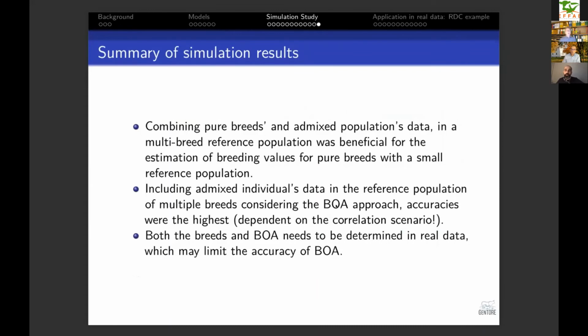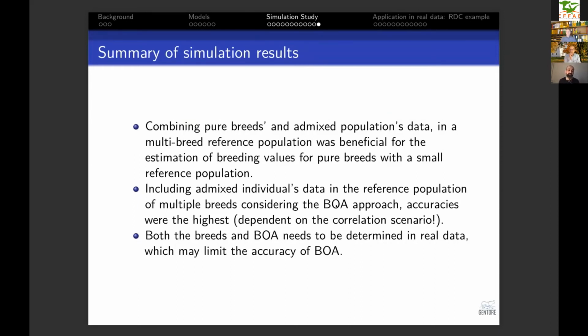So to conclude the results from the simulation study, it shows us that if we combine all pure breed and admixed population data, we get an improvement for the accuracy of small breed. Also, if we consider breed origin of allele approach, we reach the highest accuracies. Of course, it depends on the scenario of QTL effect correlations.